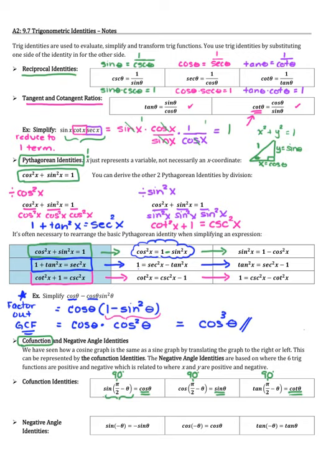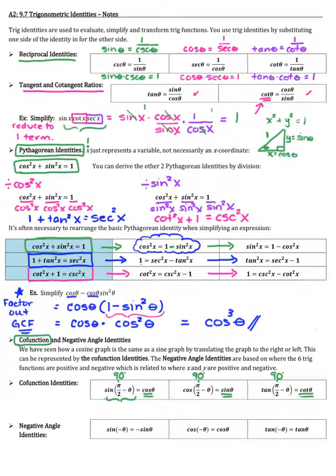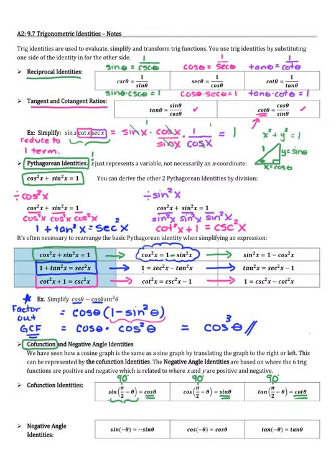Then we have the negative angle identities, and it looks like I must have redone these a little bit so it went on to the next page. Let me show you the justification for these. Draw a little unit circle here.